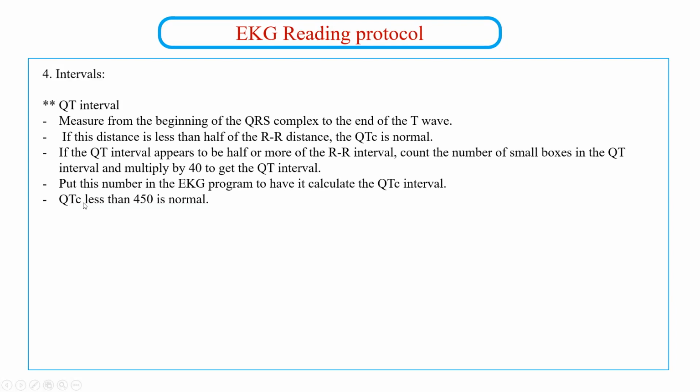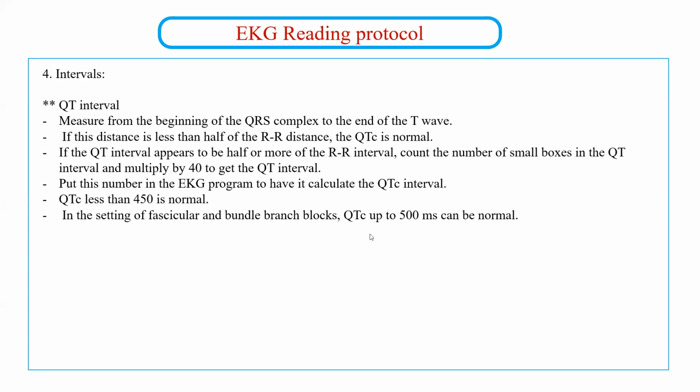Okay, now QTc interval normally is less than 450. This is the normal. But if you have fascicular or bundle branch block, we accept QTc interval up to 500. Okay, this is very important. So in all cases, the QTc interval is up to 450, except for blocks. If there is fascicular block or bundle branch block, QTc interval may be up to 500 milliseconds.